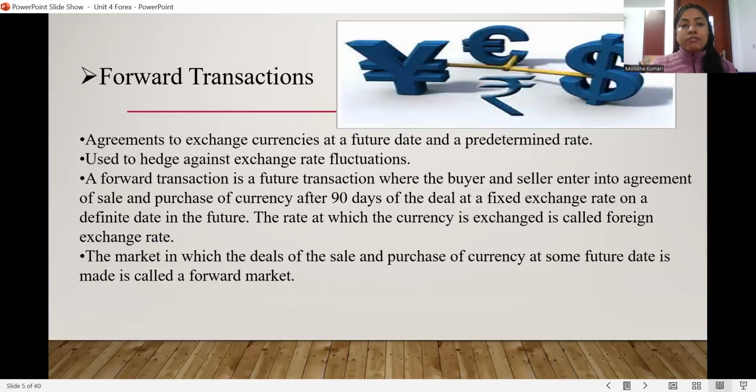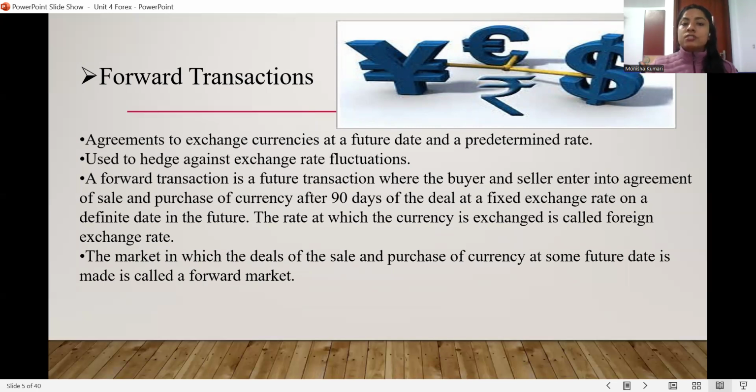Coming to the next, the forward transaction. A forward transaction is when there is no such fixed limit of 2 days, but we are doing the transaction from a future perspective. That is the agreement to exchange currency at a future date at a price predetermined in the present. So this is basically done to hedge against fluctuation risk.